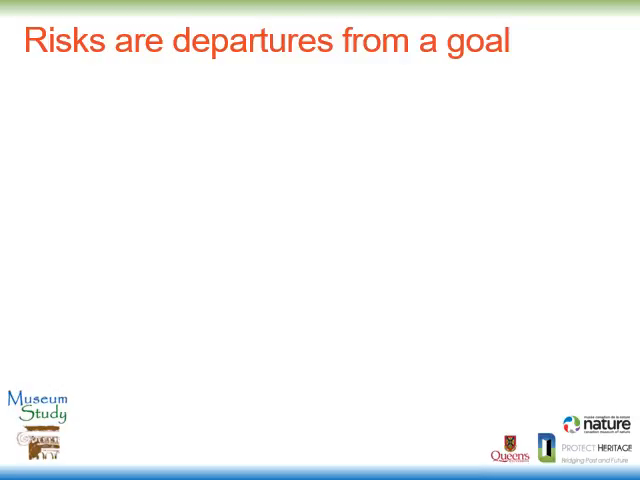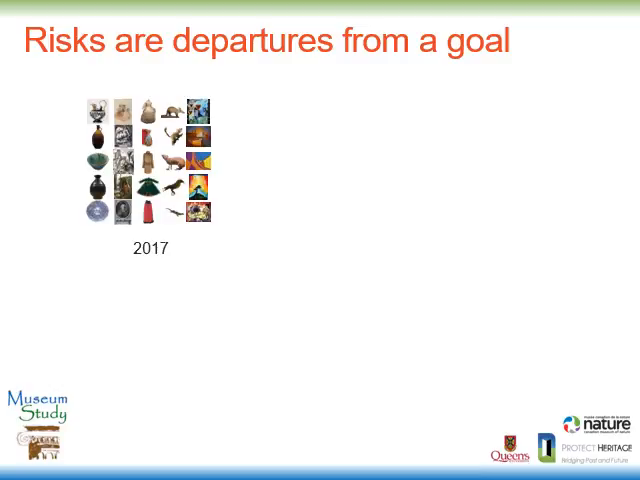Now, at the end of last week, you would have looked at a video on risks as departures from a goal. This is such an important foundational idea, however, that I really wanted to go through it again. Besides, I think I have a snazzier collection than what you looked at before. Before you looked at butterflies, and now I have this nice set of 25 objects: 5 ceramics, 5 prints, 5 costumes, 5 natural history specimens, and 5 paintings. So a collection of 25 objects, and I want to preserve this.